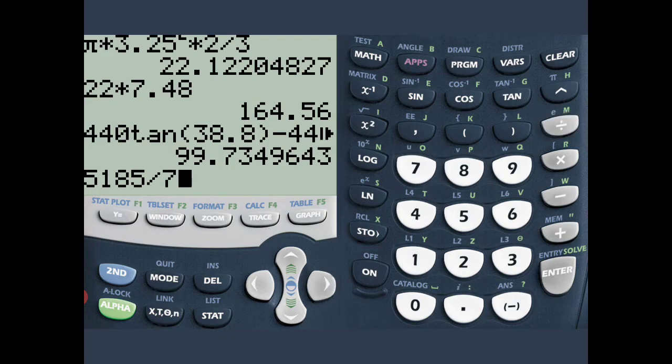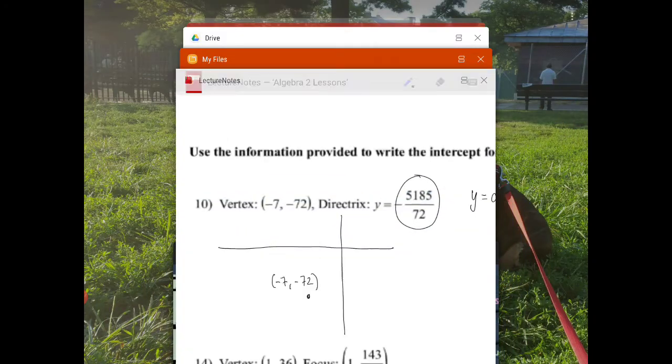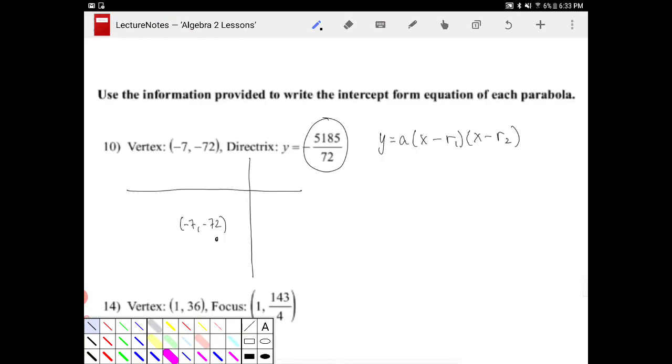Let's see here. 5185 divided by 72, but negative, right? So it's going to be -72.01. That means it's going to be more negative. So that means my directrix is going to be underneath. Because the directrix is underneath, there's only really one way for us to draw this, and it's this. It's got to be a right side up parabola. So I'm going to try to figure out what this is. That's my P.